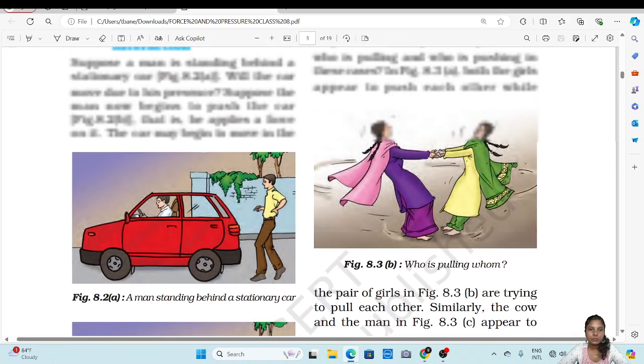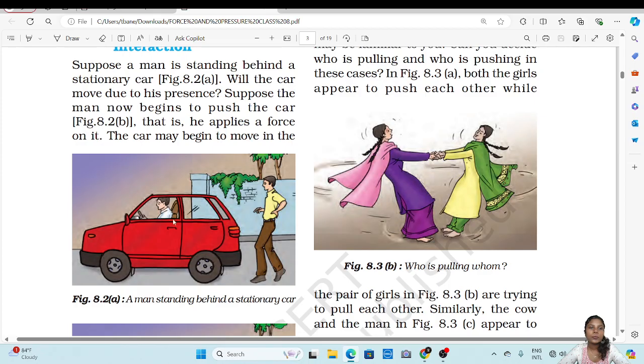What they are saying here is that, say this man is standing here and there's this car. Firstly, they are just standing. The man is right there behind the car, and the car is there. Nothing is happening, just the presence of the man. Will the presence of that man make the car move? No, obviously not, because there is no interaction happening between the car and the person.